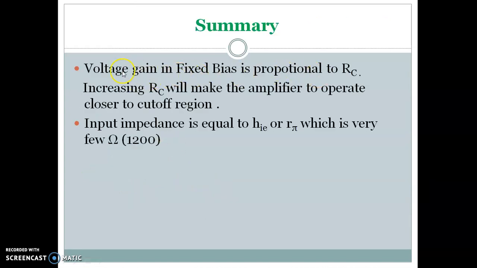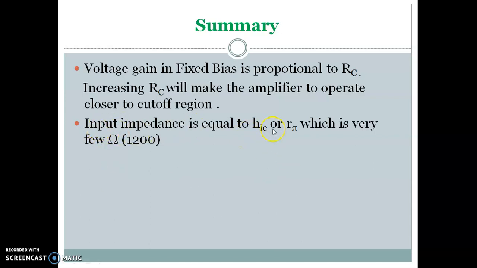Next, we'll do the summary. In case of your fixed bias, the voltage gain is proportional to RC. Whether it is your hybrid model or hybrid pi model, you can see that the voltage gain is directly proportional to your RC. By increasing RC, we cannot have a very large gain, because increasing RC will make your transistor operate closer to cutoff. So though your gain depends on your RC value, we have to optimize it so that at a suitable active region, you can have the maximum gain.